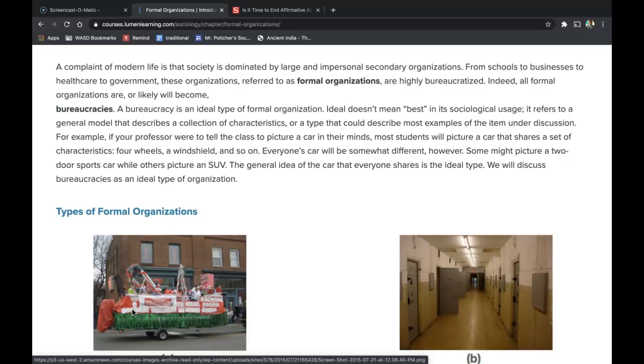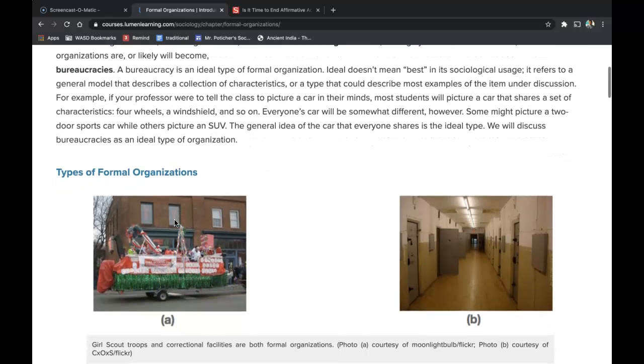So for example, if your professor were to tell the class to picture a car in their minds, most students will picture a car that shares a set of characteristics: four wheels, a windshield, and so on. Everyone's car will be somewhat different. Some might picture a two-door sports car, while others picture an SUV. The general idea of the car that everyone shares is an ideal type. We will discuss bureaucracies as an ideal type of organization.